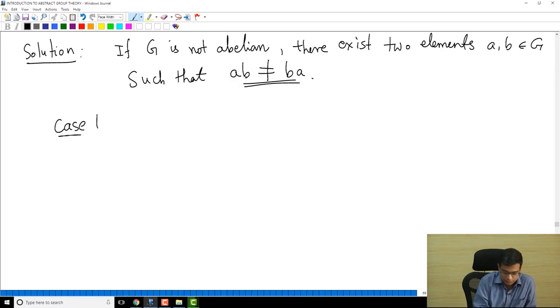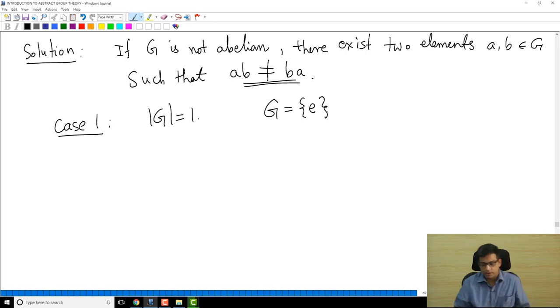The first case, order of G is 1. If the order is 1, that means there is exactly one element in G and every group must contain the identity element. So, it must be E, and this is certainly abelian. Why?